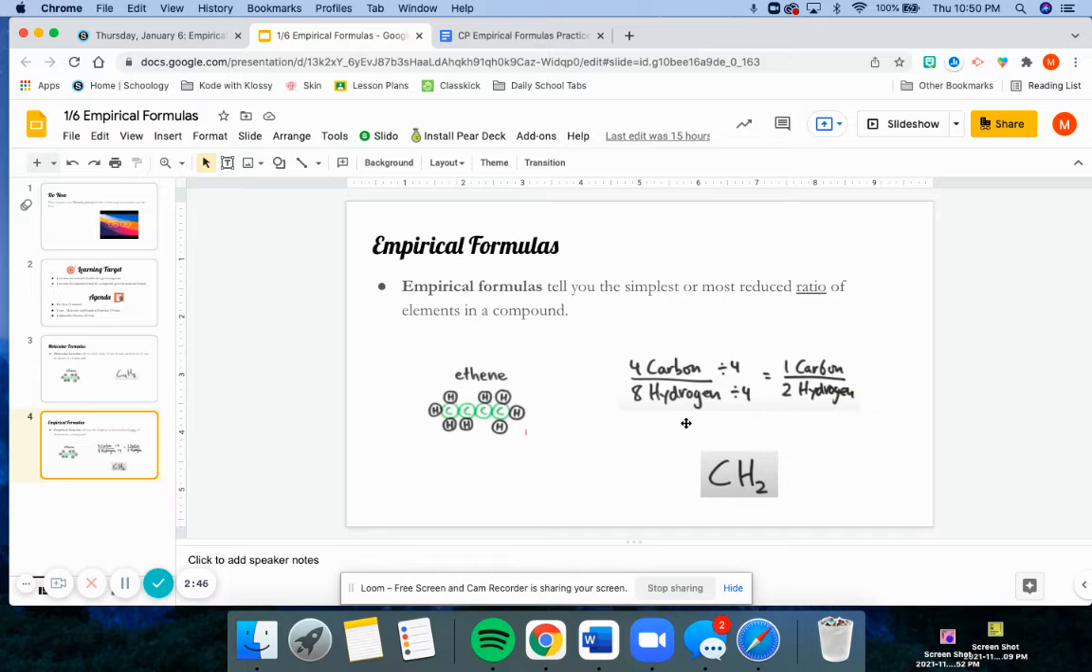Just like you've done in math class before, we can reduce this ratio or this fraction into a 1 to 2 carbon to hydrogen ratio. And once I have this simplest or most reduced ratio, I can convert it into a new chemical formula called an empirical formula. So C4H8 and CH2 are both chemical formulas for ethene. One is a molecular formula and one is an empirical formula, and they tell us 2 different things about this molecule.